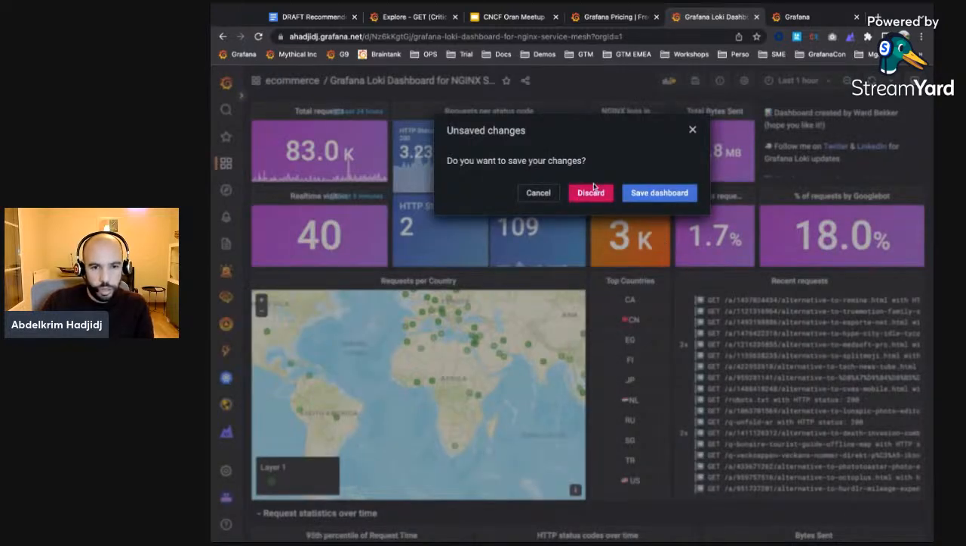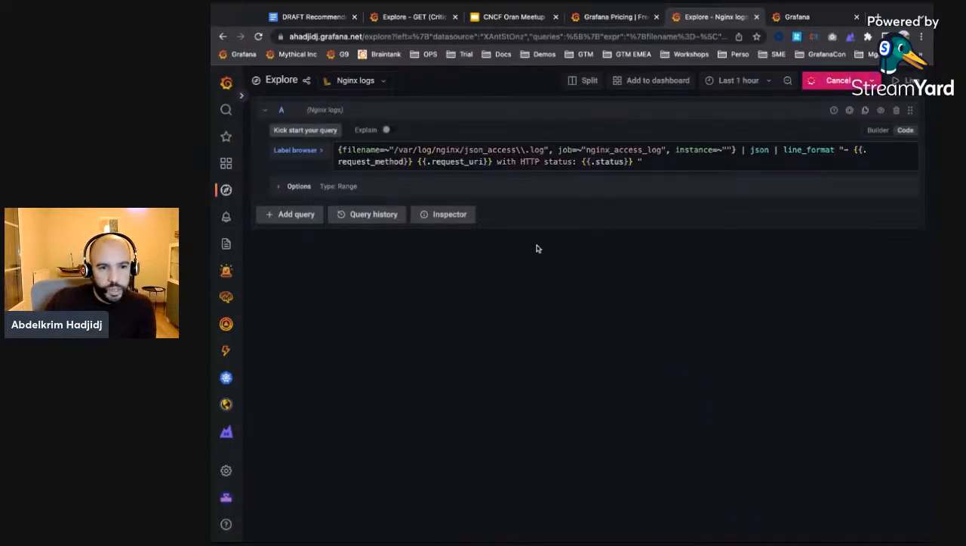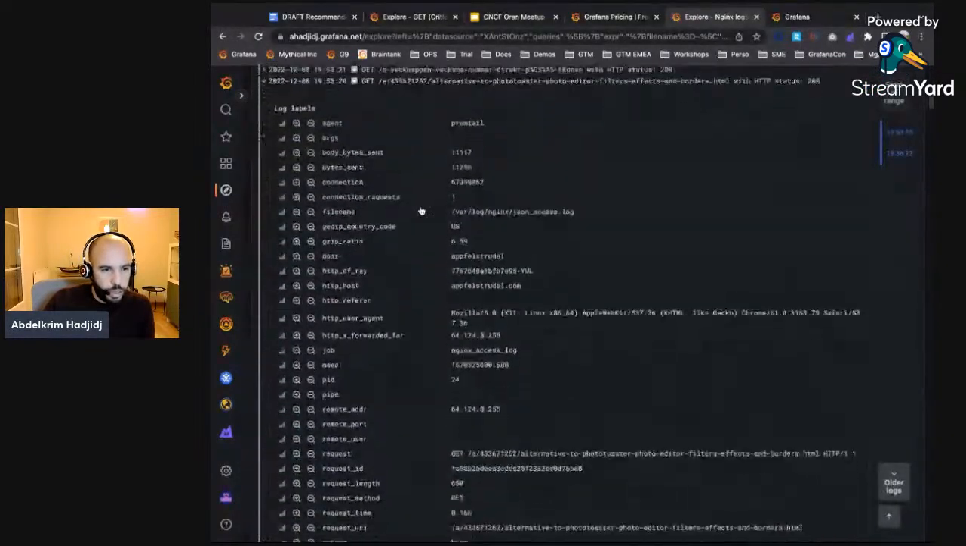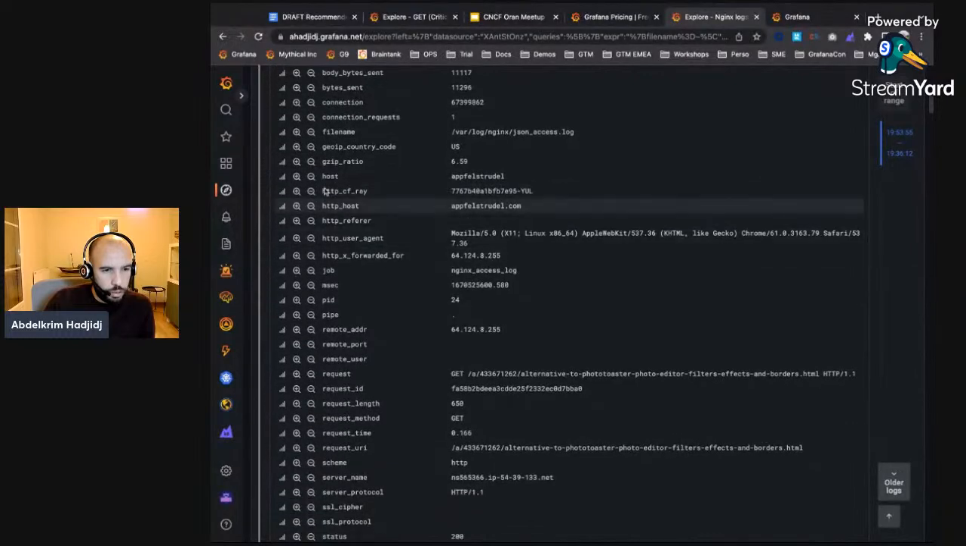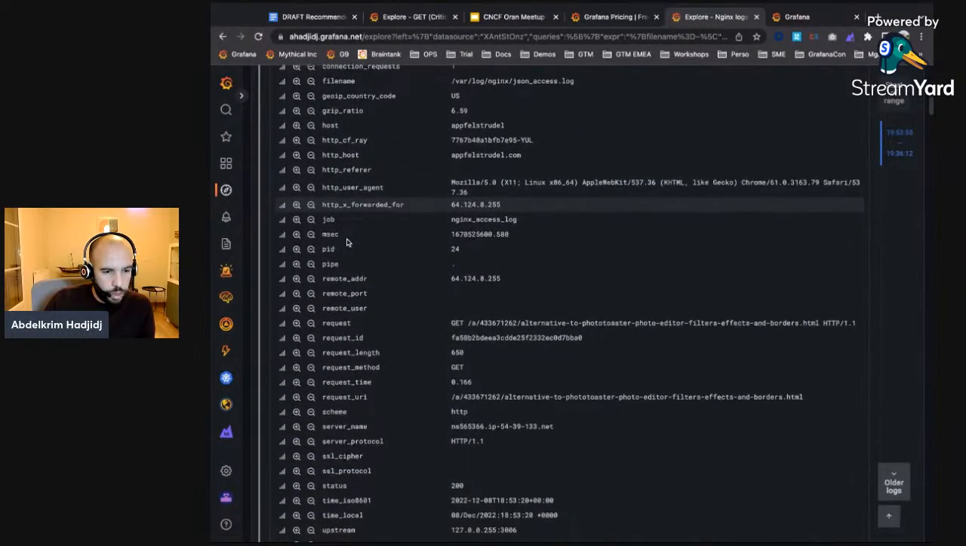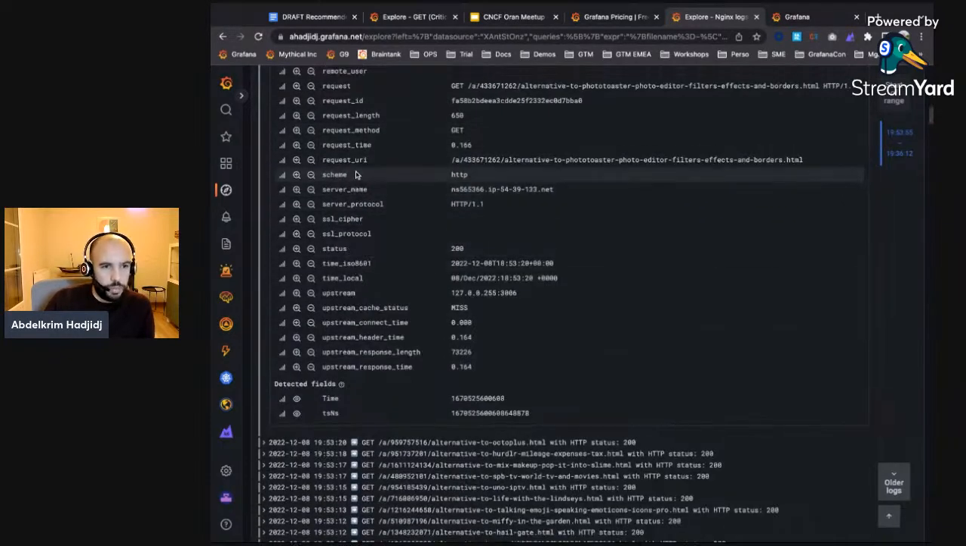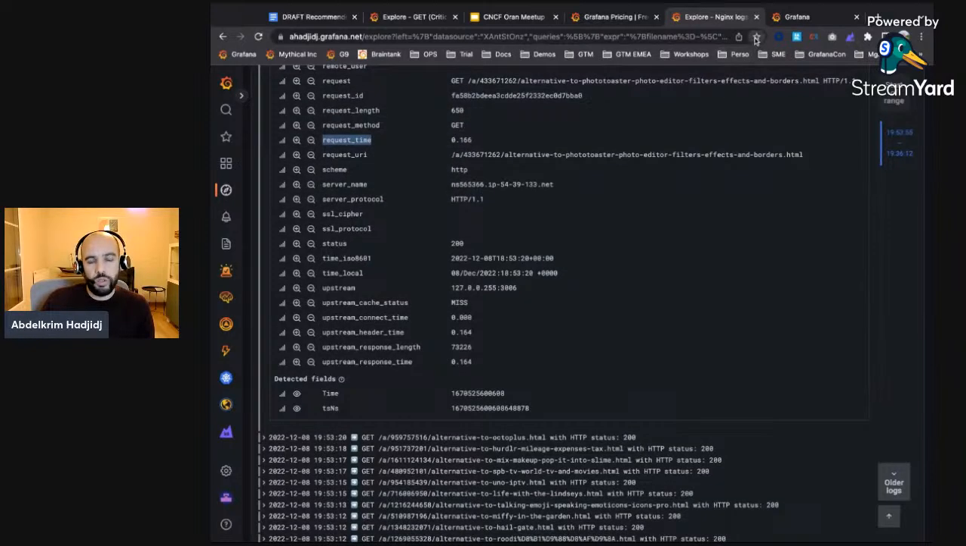Explore. The logs look like this. So this is all the fields that we are collecting from the Nginx server, and request time is here. So that's the field that we are extracting and converting into metrics. So different use cases, you can do alerting, you can do a lot of stuff with that.